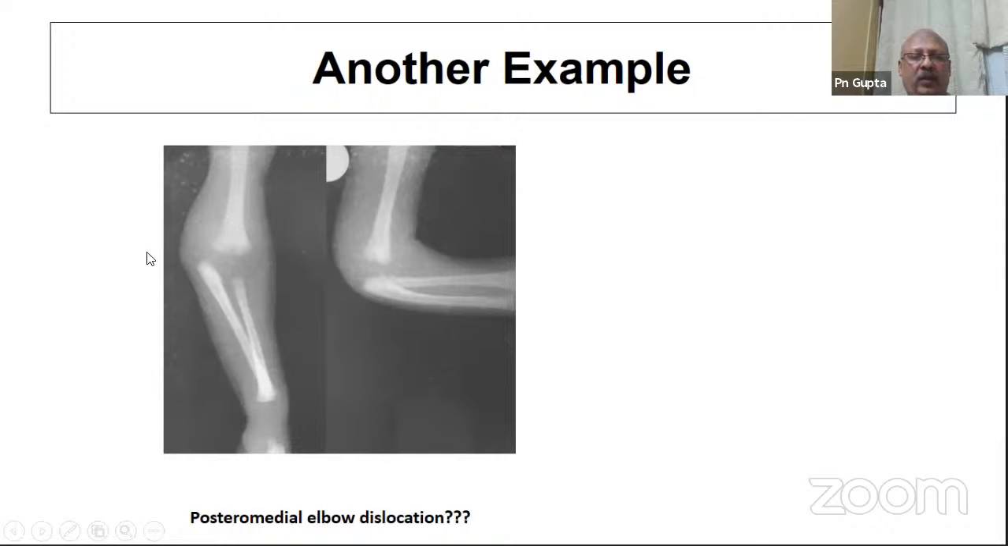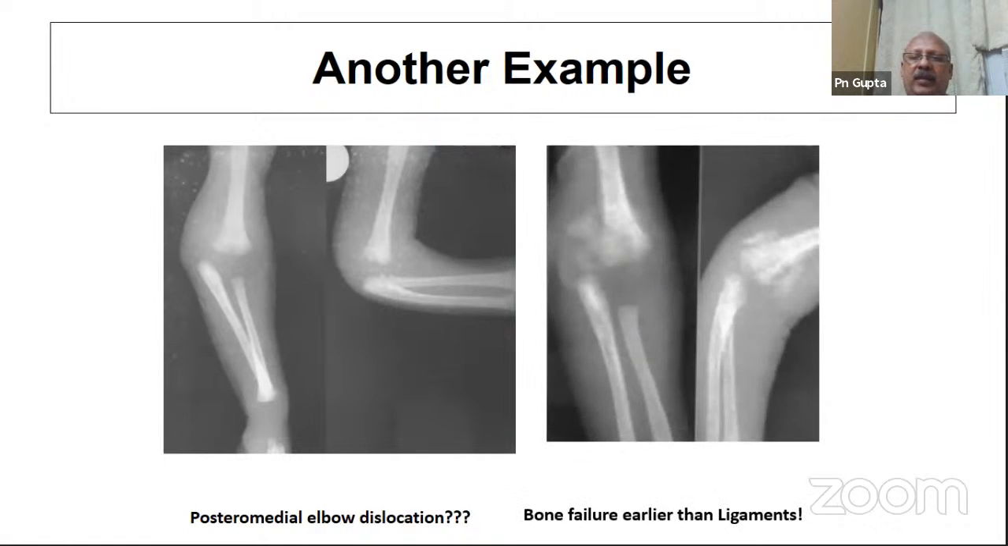This sort of injury is often confused with an elbow dislocation. It tends to present at around 2 weeks, when usually the parents will notice a swelling, and this is basically a callus formation. So please beware that bone failure occurs earlier than the ligaments in children.